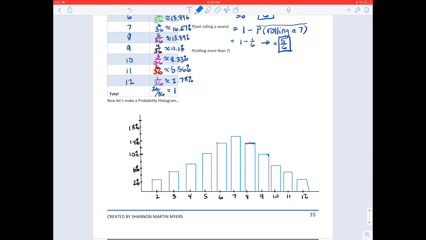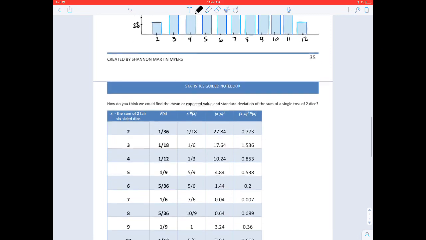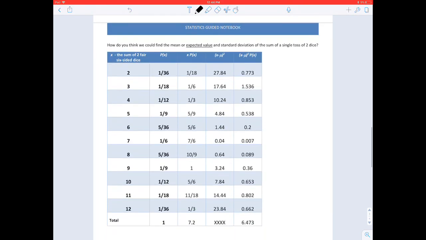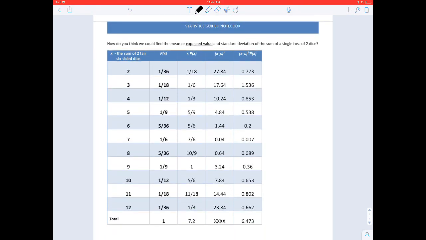Okay, so next up, let's figure out expected value and all that good stuff. I've taken the liberty of doing this table, and this is very similar to something else that we did. What else did we do that looked like this? Mean from a frequency table.